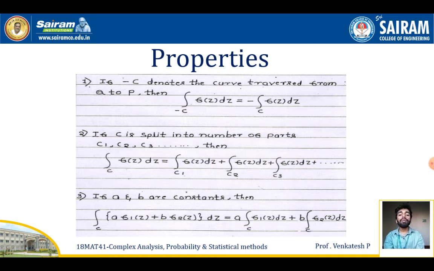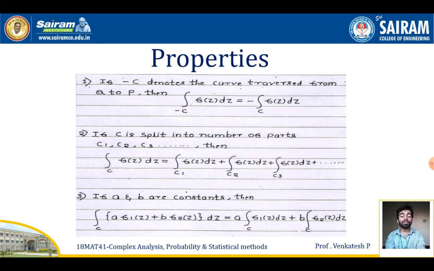Next, if C is split into a number of parts, for example the curve C can contain many curves in it. I'm going to divide that curve C into curves like C1, C2, C3, etc. So the integral over the region C of f of z dz can be written as the integration over C1 of f of z dz, plus the integration over C2 of f of z dz, plus the integration over C3 of f of z dz, and so on.